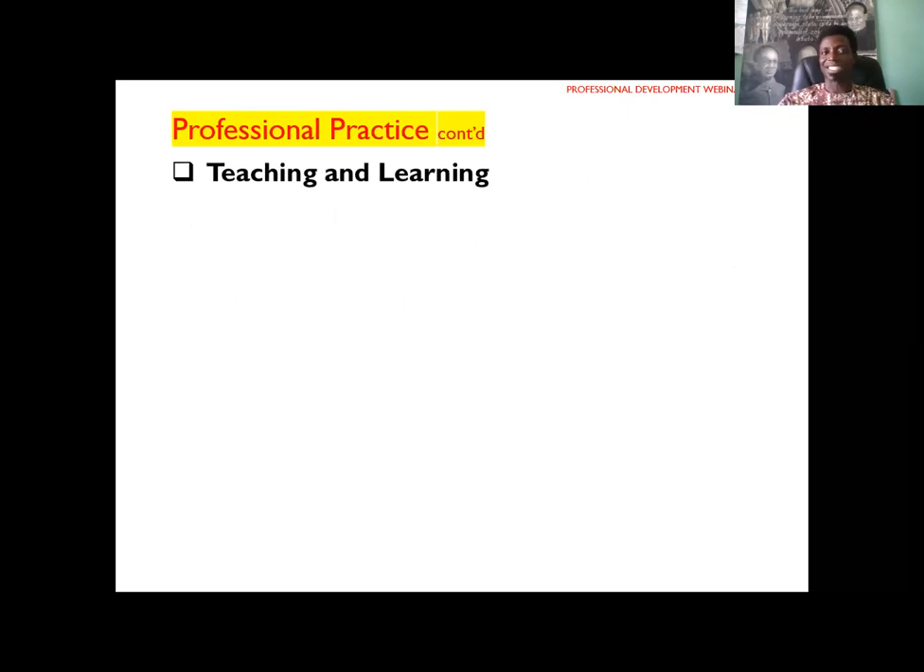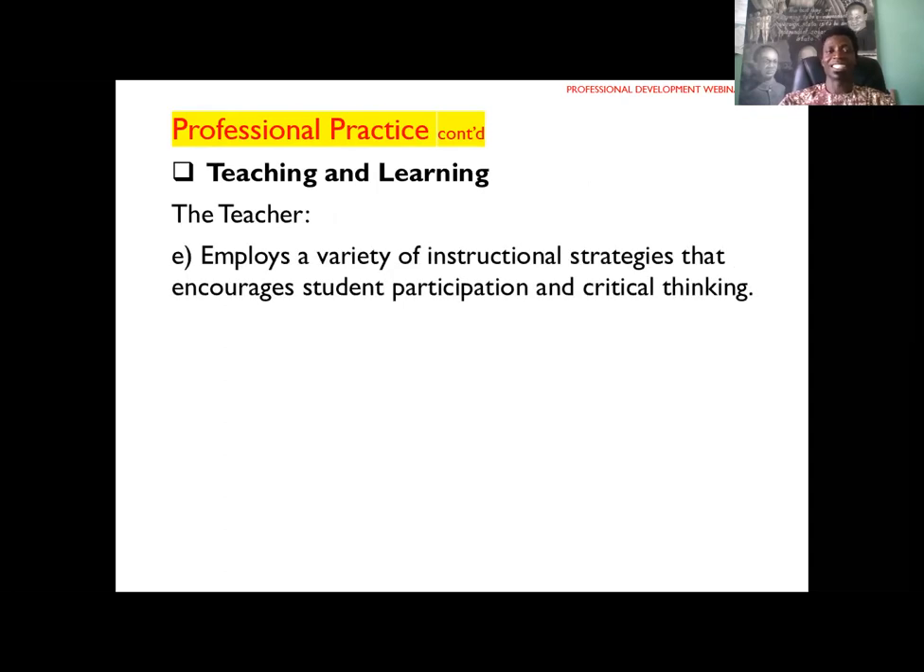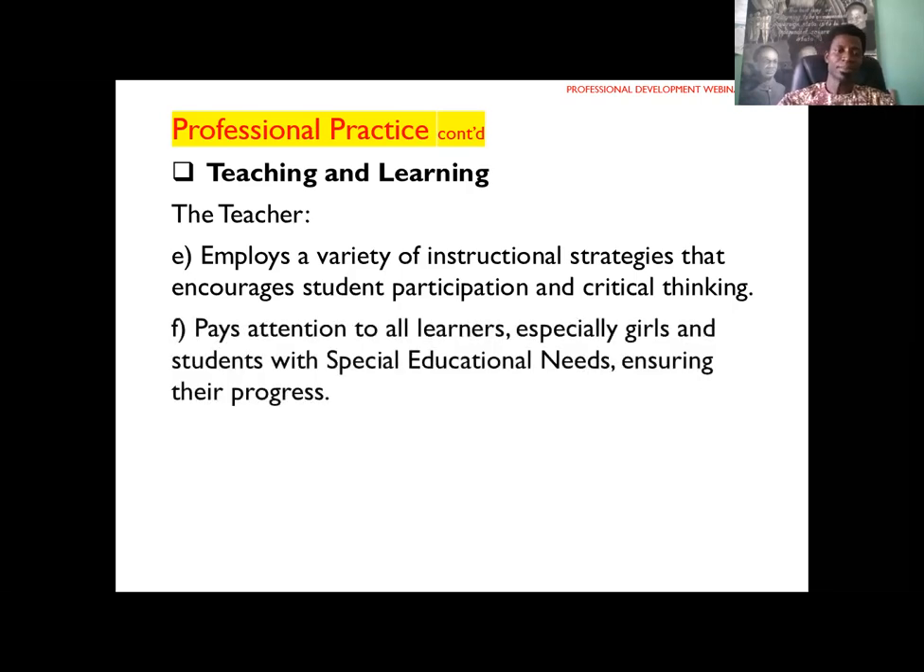Under professional practice, another key thing is teaching and learning. And under teaching and learning, the teacher employs a variety of instructional strategies that encourage student participation and critical thinking. Critical thinking is very key. And so you need to vary your instructional strategies so that all the learners in your class will find space and grasp the content you are delivering.